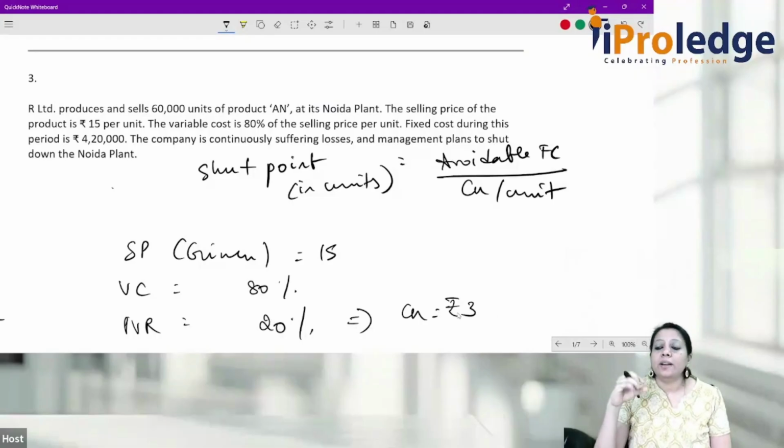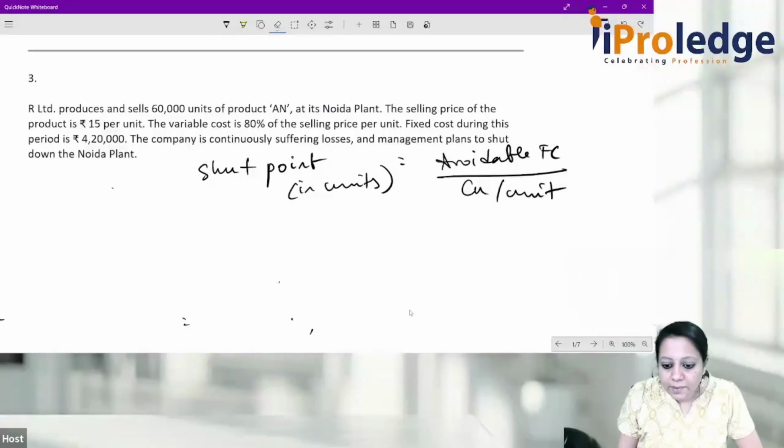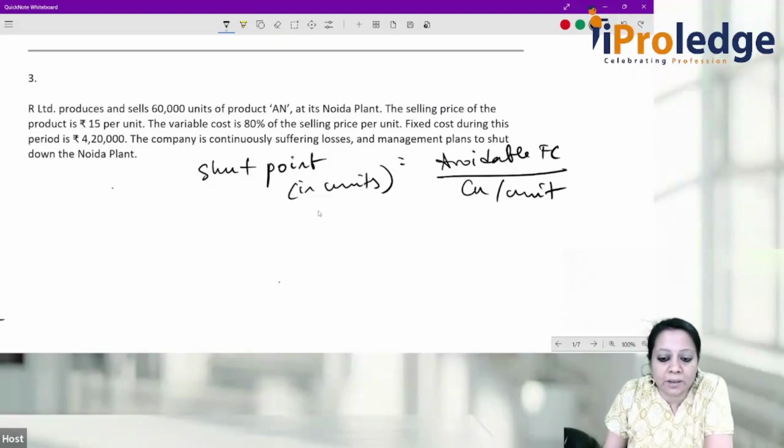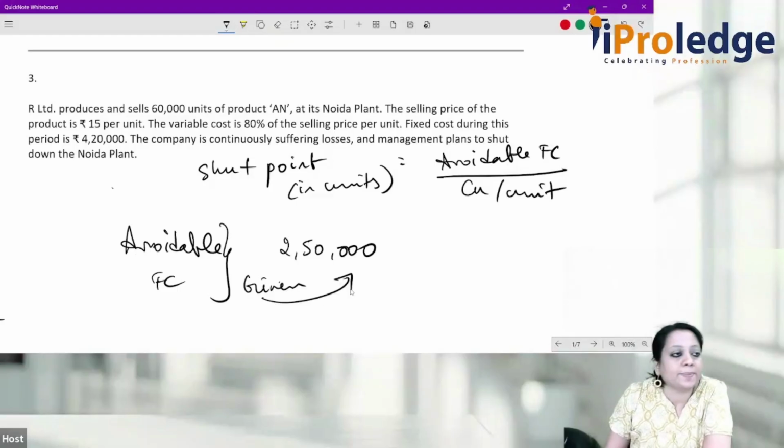Now I'm doing the second subdivision first, to find out the shutdown units. Okay, students? So I'll erase this. Contribution is equal to 3. Now avoidable fixed cost. 2,50,000 is given in the question. Avoidable fixed cost is given to be 2,50,000.